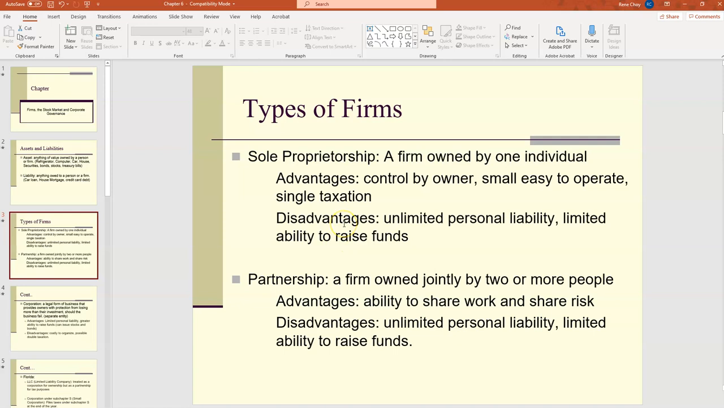The major disadvantages of having a sole proprietorship is that you have a limited ability to raise funds because basically the funds is whatever comes out of your pocket plus the business. And you have what we call unlimited personal liability. Now let me try to explain the unlimited personal liability problem.